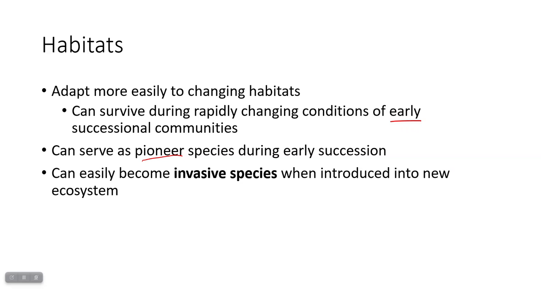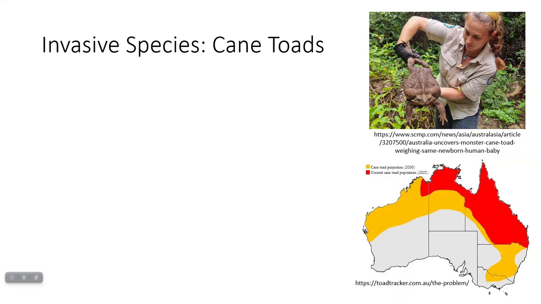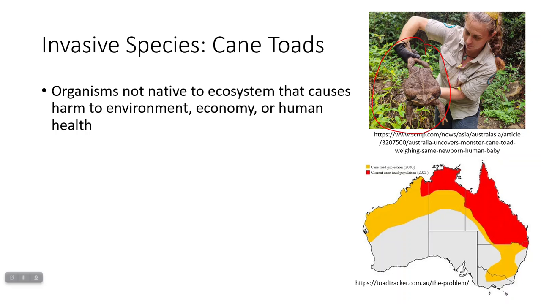However, the converse to this is that they can very easily become invasive species when you introduce them into a new ecosystem. And we'll be talking in the next couple of lessons about invasive species a couple of times. So let's look at an example of an invasive species. This lovely creature right here is a cane toad. It has become an invasive species in parts of the world, including Australia.